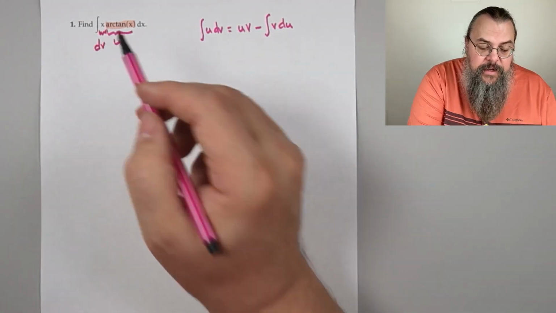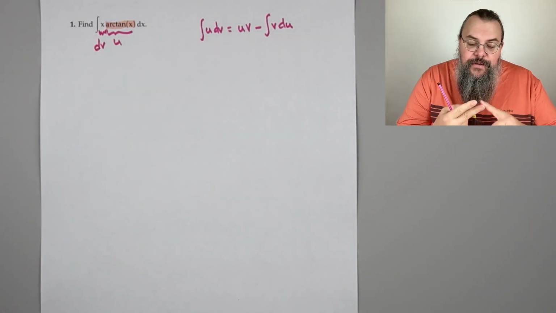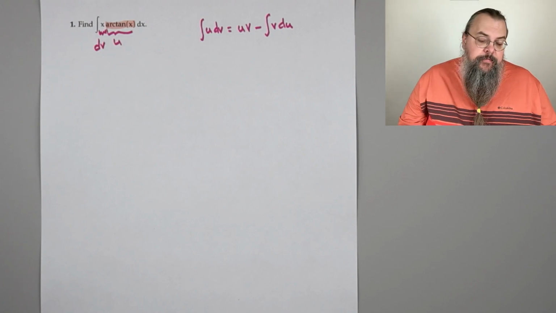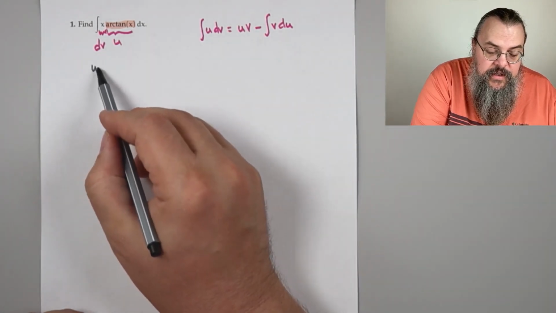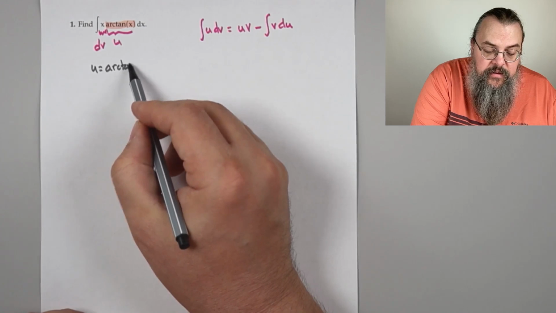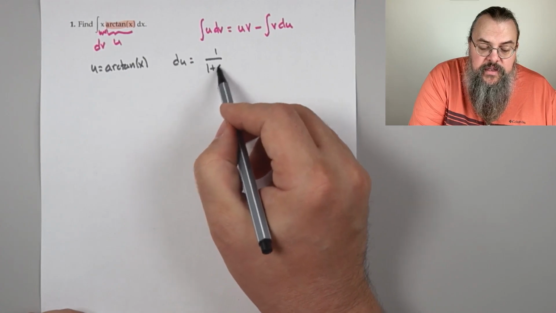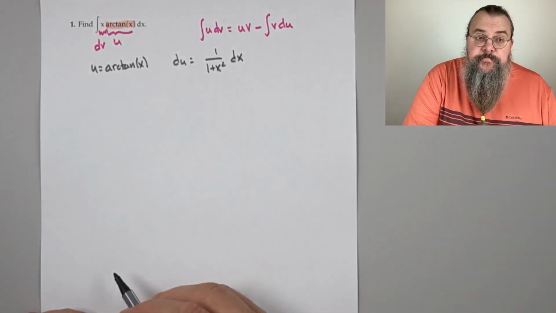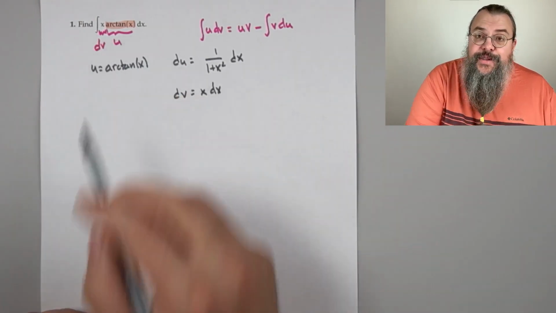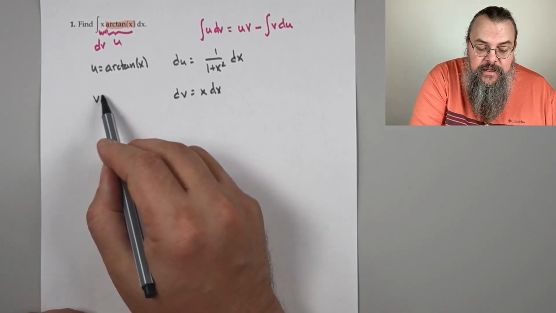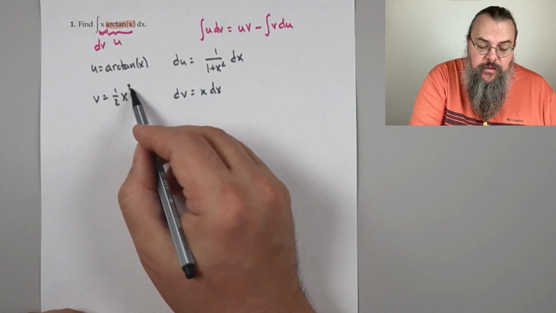All right, so there we go. Now we've got to work through and say, okay, what's u? What's du? What's dv? What's v? Well, we'll start with du. Okay, let's just put it all down. u is arctangent of x. du, the derivative of arctangent, is 1 over 1 plus x squared dx. dv is the x dx. I like to include the dx there. So what is v? Well, what's the integral of x? It's 1/2 x squared.